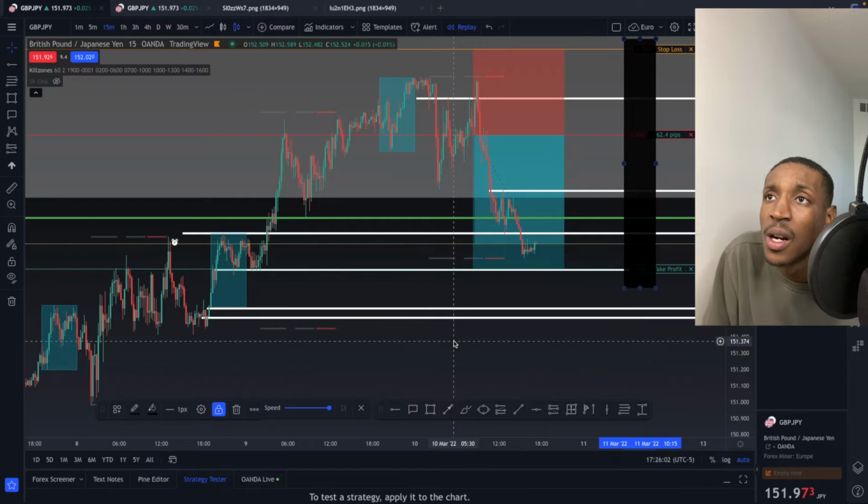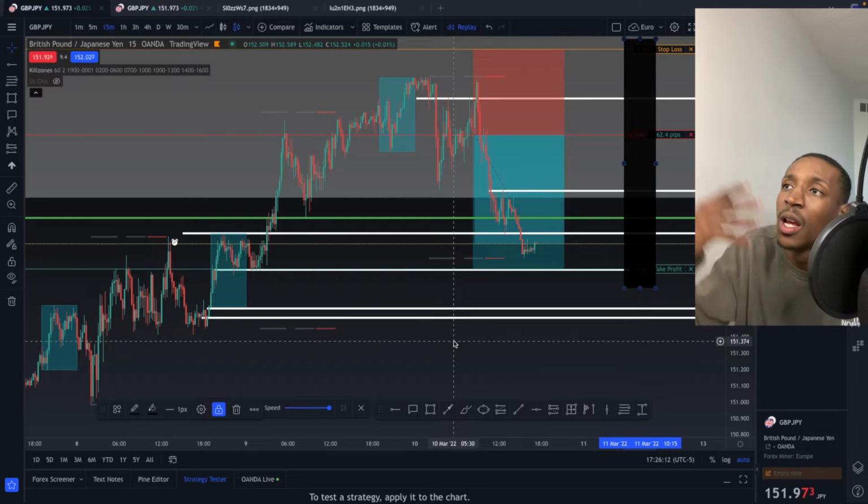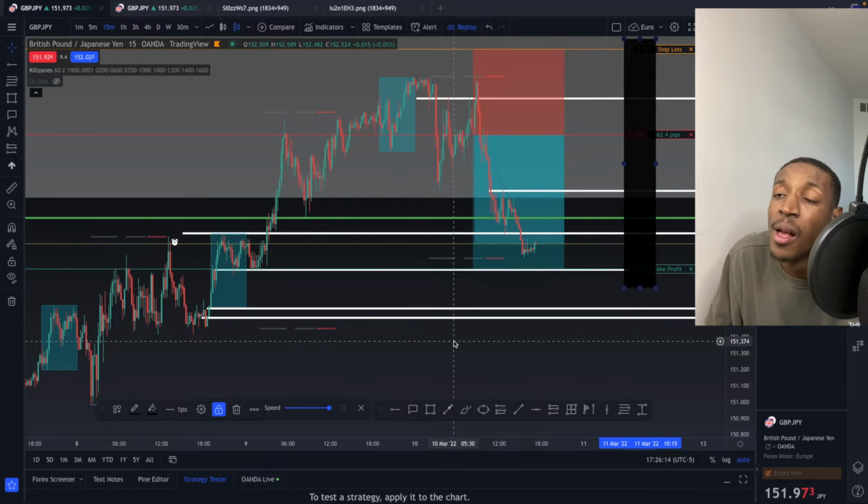trades here. Specifically, I'm going to talk about this one on pound yen. We're looking at the one on pound yen right now, and just looking at that, we can see that we're running in some good profit. But the main thing is I took profit at that green horizontal line. I took my first profit at that green horizontal line.